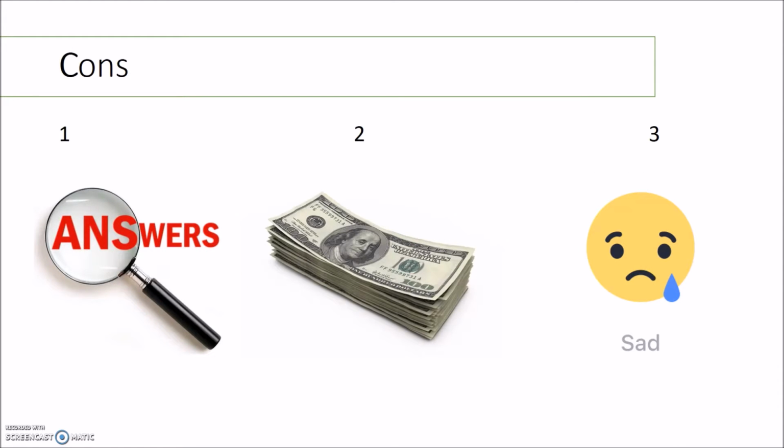And now to some consequences. The first one, it might be hard to get answers from genetic testing. The second, it might be expensive. And the third one, finding out that someone close to you has an increased risk of getting a certain disease might be hard emotionally and might break you down.